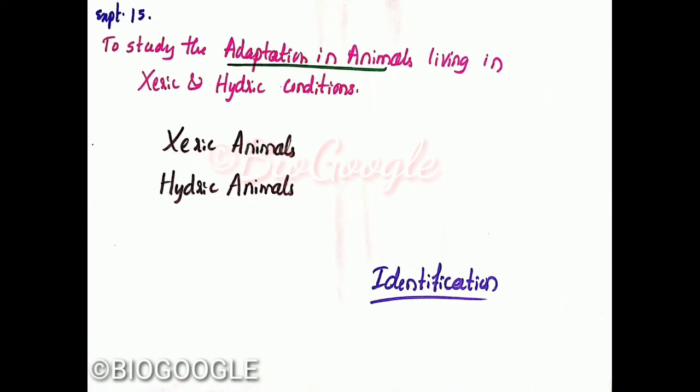Next, experiment number 15, to study the adaptations in animals living in xeric and hydric conditions. Here animals are there in the desert, animals are there in water. Hydric animals have modifications, as well as xeric animals have their own modifications. These modifications help those animals in surviving in xeric as well as hydric conditions. For that purpose, we will study these with the help of charts or small specimens. In the examination, identify the specimen and mention the adaptation in the animal or plant.